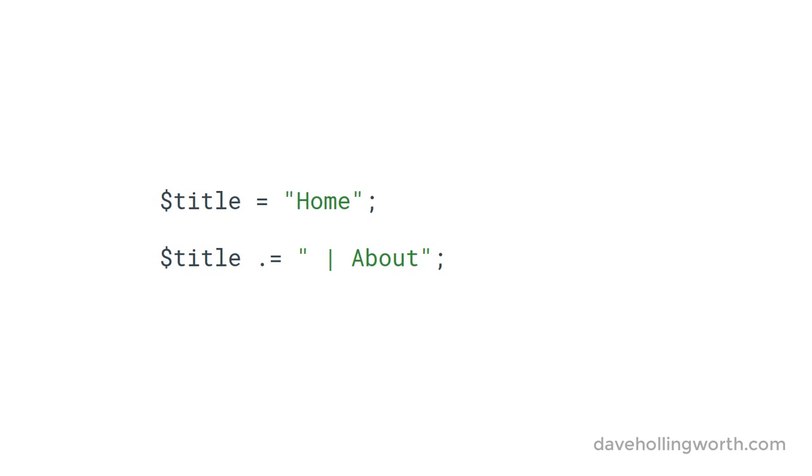The second is the concatenating assignment operator, which is a dot and an equals sign. This appends the value on the right to the value on the left. This is for when you have an existing variable that contains a string and you want to append a string to the end of it.